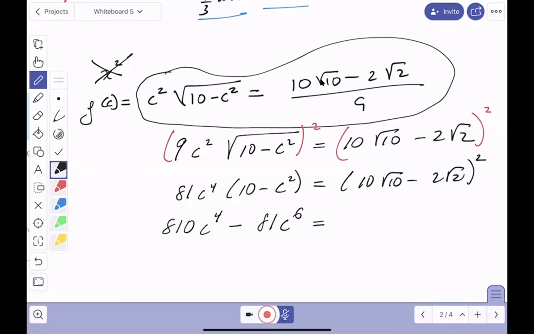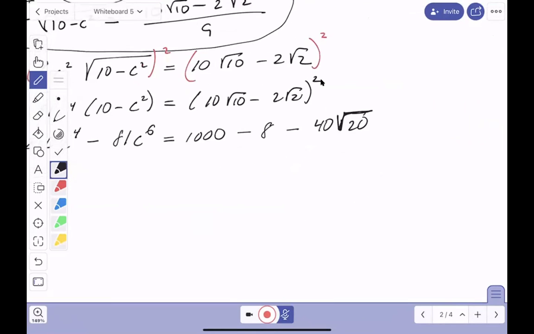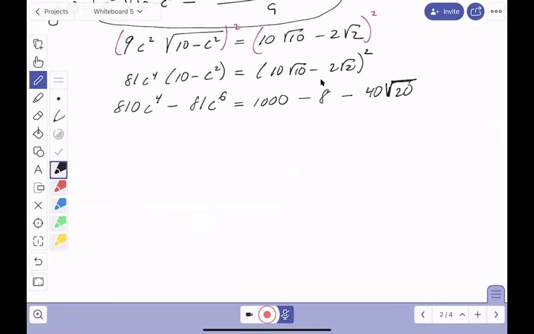Well, you know what? I'm going to do it for you. And what we get over there, that'll be 100 times 10, 1,000, minus, it's going to be tough, 4 times 2, which is 8. And then minus, I guess, 40 root 20, right? Let me see if I did that right. 10 times 10 is 100, times 10 is 1,000, 2 times 2 is 4, times 2 is 8. Let's see, minus 20 root 20, minus 20 root 20 is minus 40 root 20. All right, let's keep going. I know it's tough. I would say if things get really tough, I'm not going to say give up, but move on. You get 81 C to the 6th, this is 0, minus 810 C to the 4th.